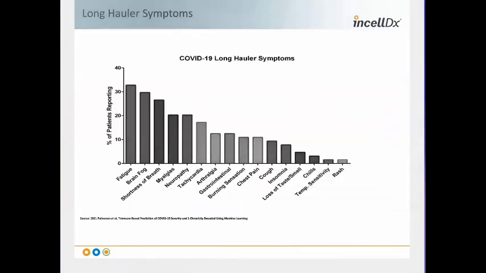This is just a few of the long hauler symptoms that we reported in our first paper, including fatigue, brain fog, shortness of breath, peripheral neuropathies, tachycardia, amongst others. Again, this is by no means a comprehensive list, but as we went through our first 160 patients and published on those, we really found that these were the most common symptoms that we came across.